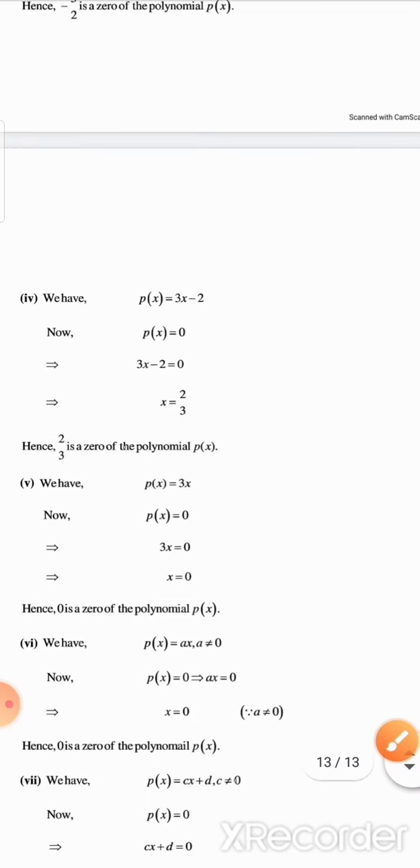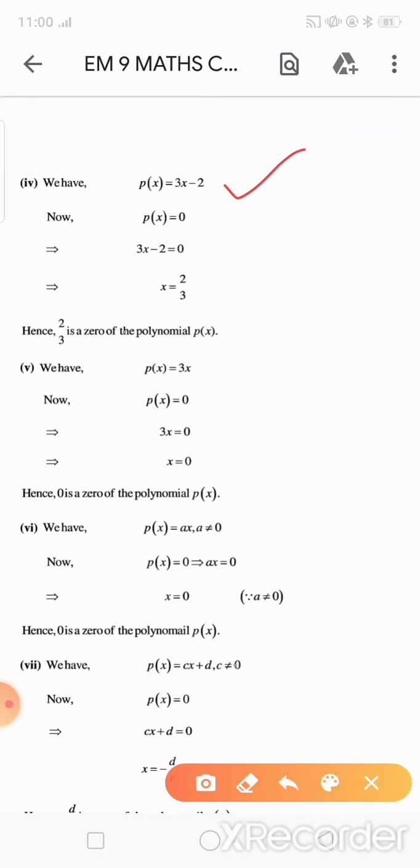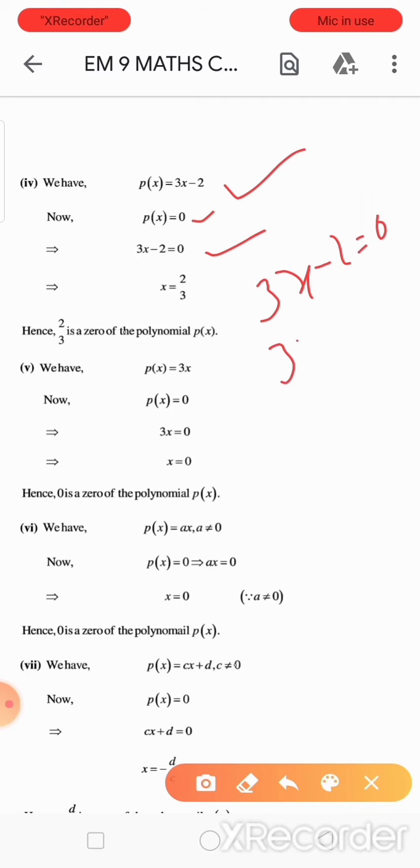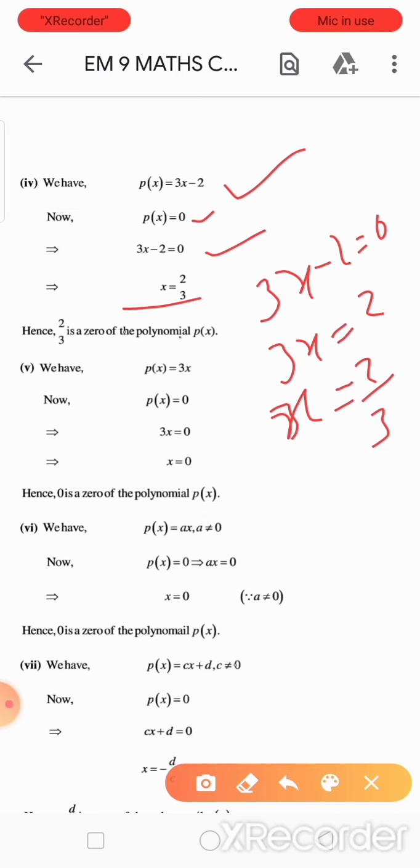Next question, question number 4. Our polynomial is p of x is equal to 3x minus 2. We have to find the zeros of the polynomial. So we equate our polynomial to 0. Substituting, 3x minus 2 equal to 0. Simplifying this step, 3x minus 2 equal to 0 means 3x is equal to 2, and x is equal to, here 3 is multiplied, that side it will be divided. So we say hence 2 upon 3 is the zero of polynomial p of x.